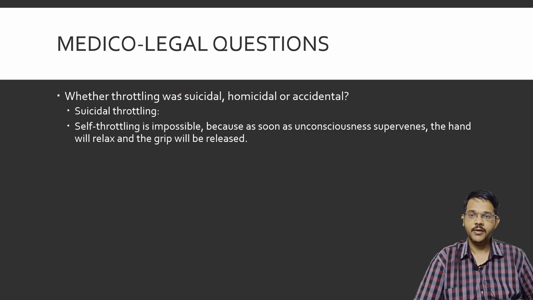Next, there is the question of whether the throttling is suicidal, homicidal, or accidental. Suicidal throttling is almost impossible, since once the person starts to compress, the person will lose consciousness, the hand will lose its grip, and he may release the pressure. So it is almost impossible to self-throttle.